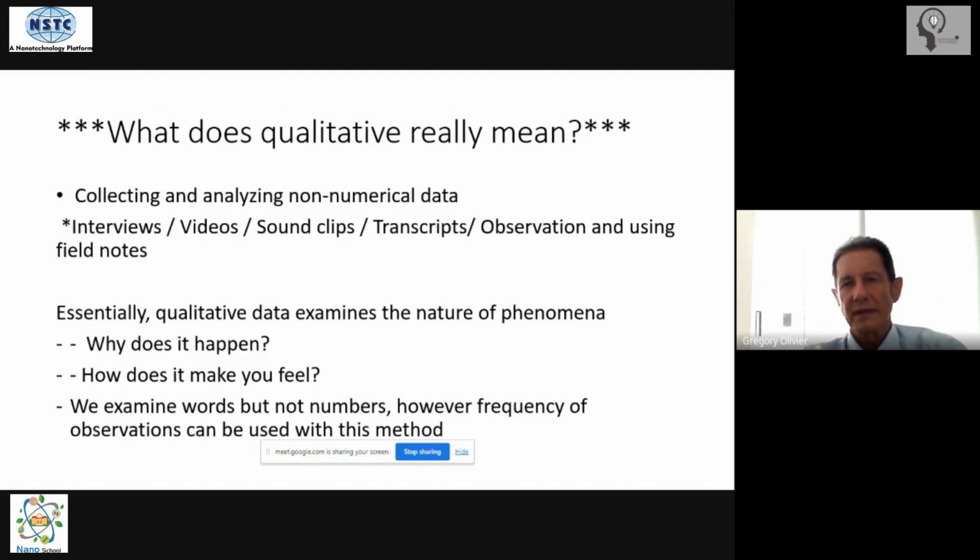Now, what does qualitative really mean? We're collecting and analyzing non-numerical data, which means interviews, videos, sound clips, transcripts. We're observing and we're making notes. So we're examining the nature of phenomena. Why does it happen? And how does it make people feel? So we're examining words, but not numbers.